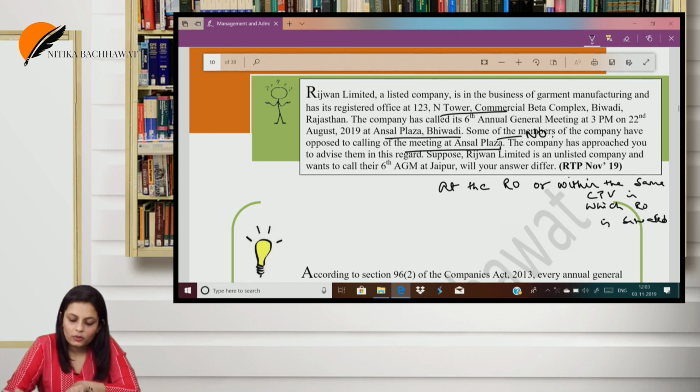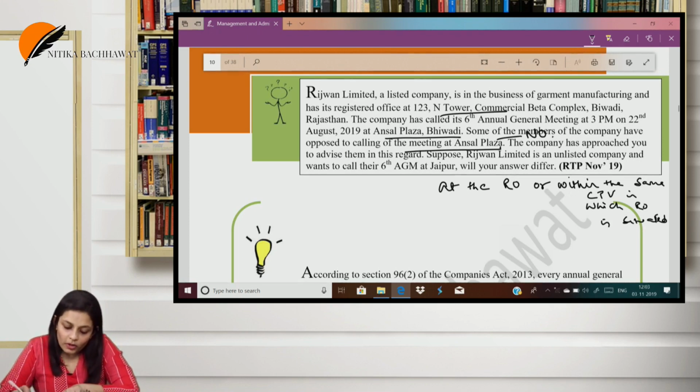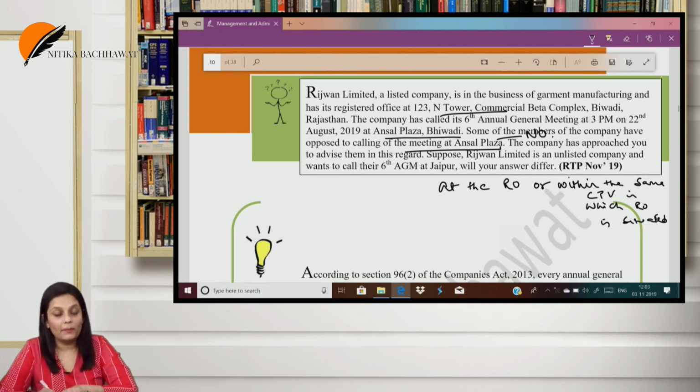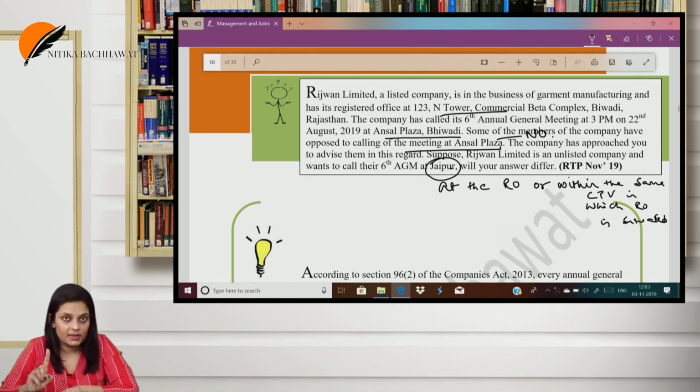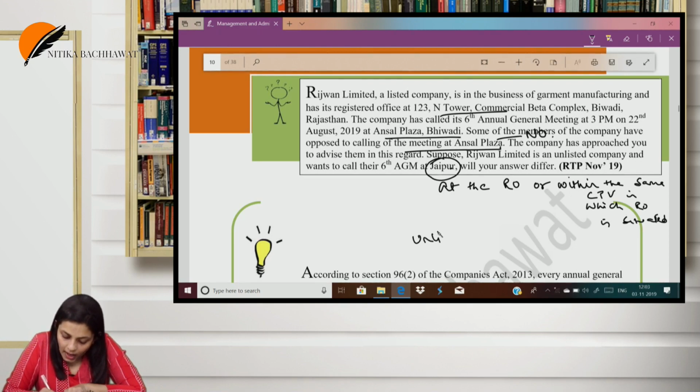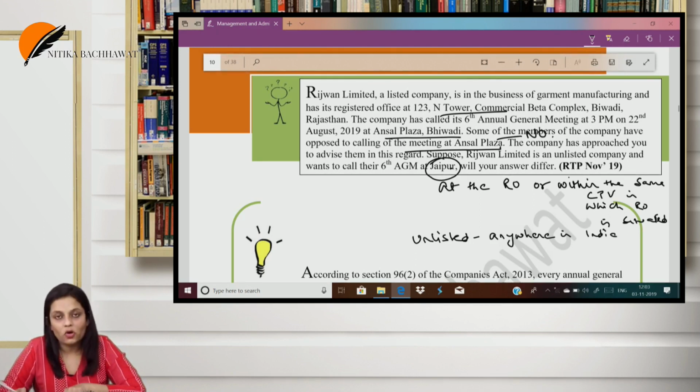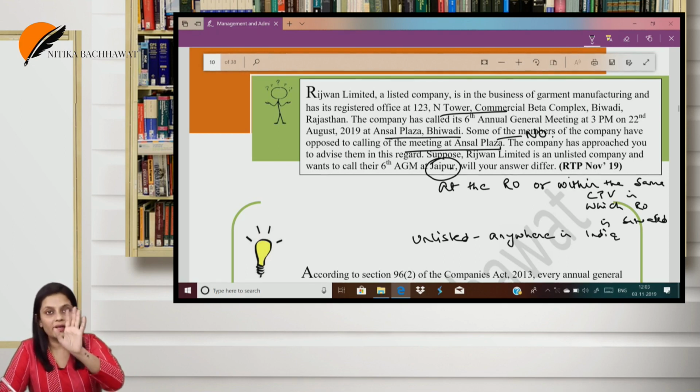No, it's absolutely valid. What would be your answer if it's an unlisted company and they decide to call their meeting at Jaipur, that is not within the city? In case of an unlisted company, it can be called anywhere in India. So if it is in India, it's okay. But if they decide to call somewhere outside India, that's not valid.